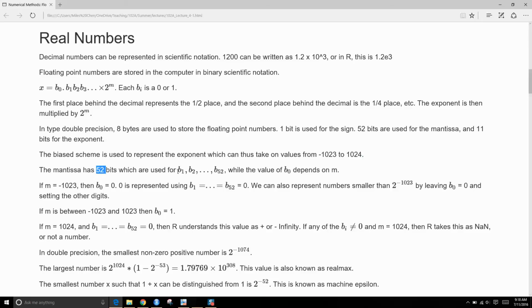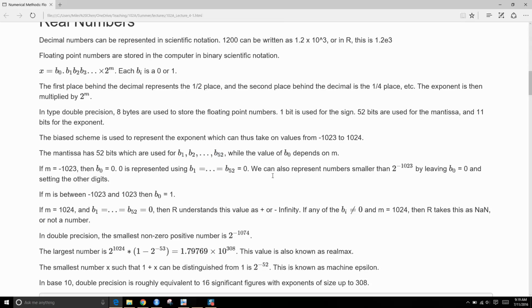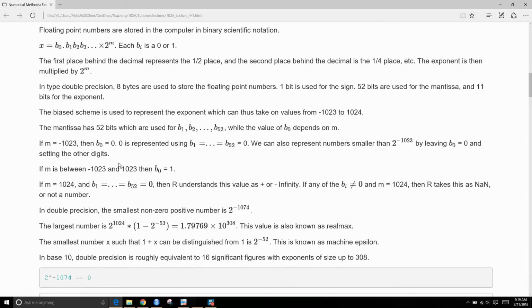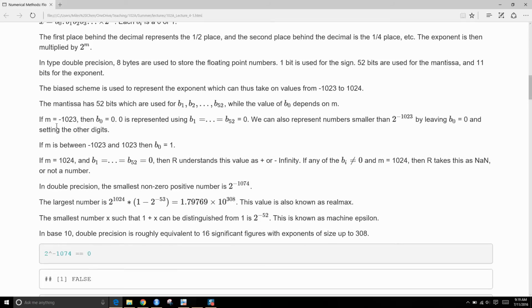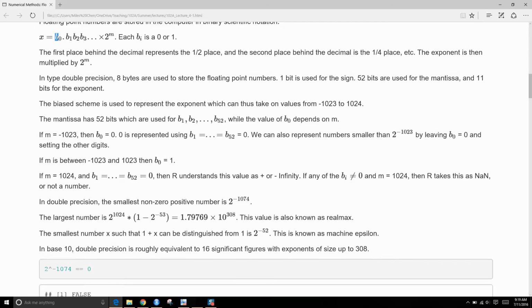Then the 52 bits go from B1 to B52, I'm sorry, and the value of B0 depends on the mantissa. Okay, so whether this is a 0 or 1. All right. So if we have the mantissa being the smallest number it can be, then B0 will be a 0. Okay. All right. So this is the smallest value that we can have.